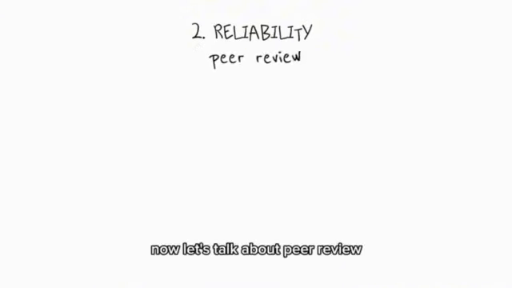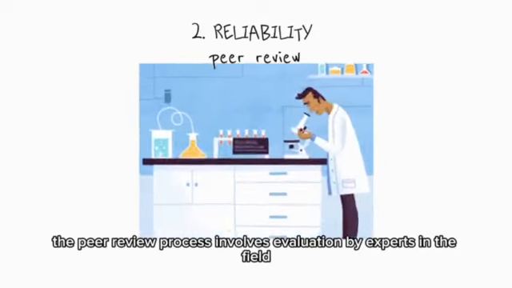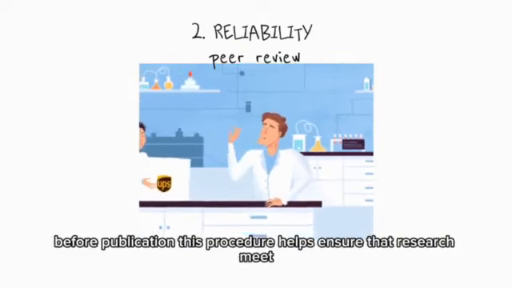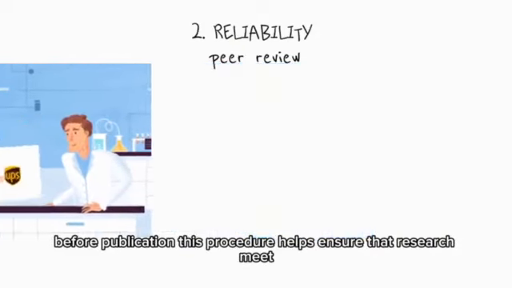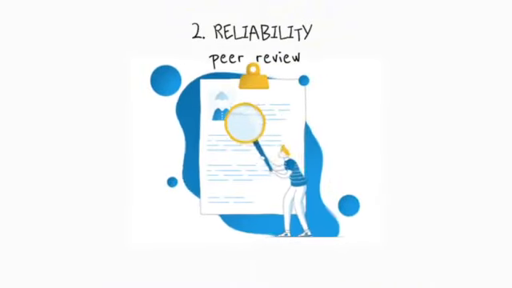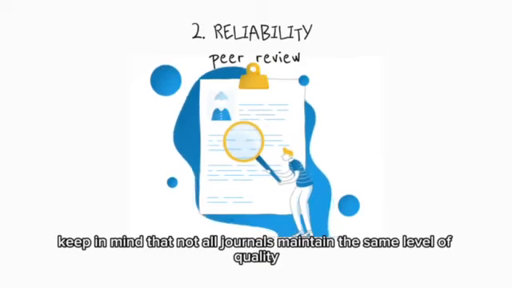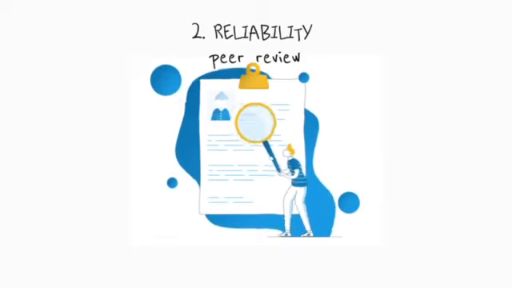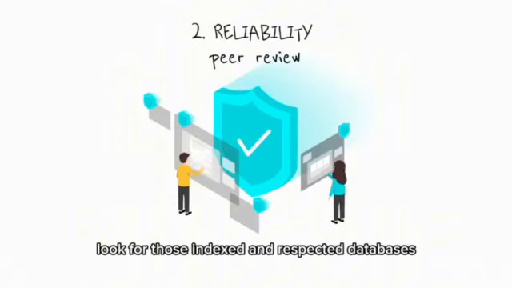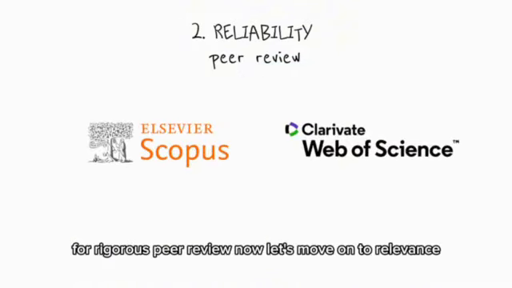Now, let's talk about peer review. The peer review process involves evaluation by experts in the field before publication. This procedure helps ensure that research meets established academic standards. Keep in mind that not all journals maintain the same level of quality. Look for those indexed in respected databases like Scopus or Web of Science for rigorous peer review.